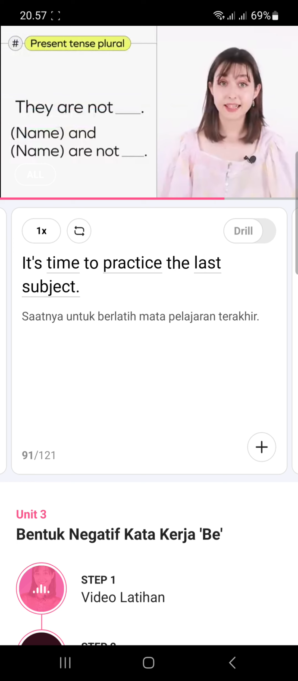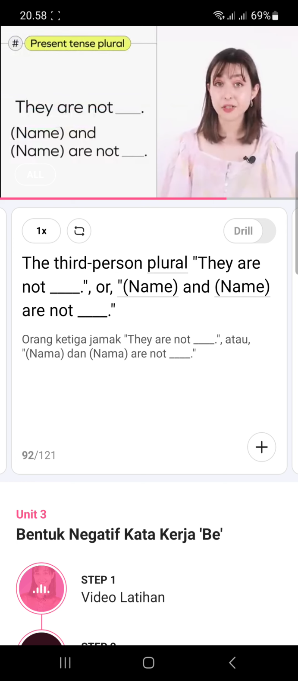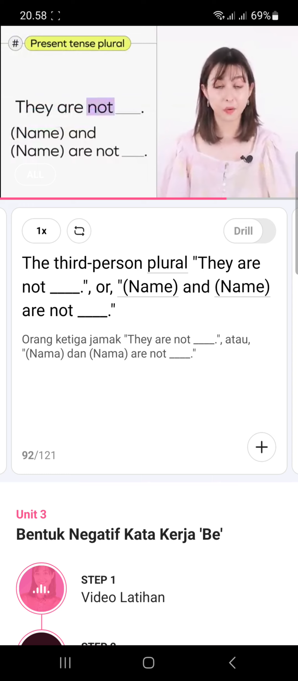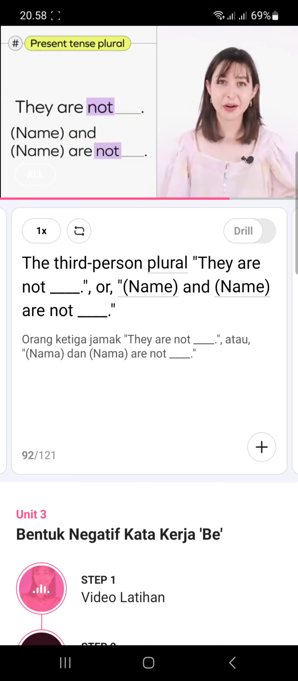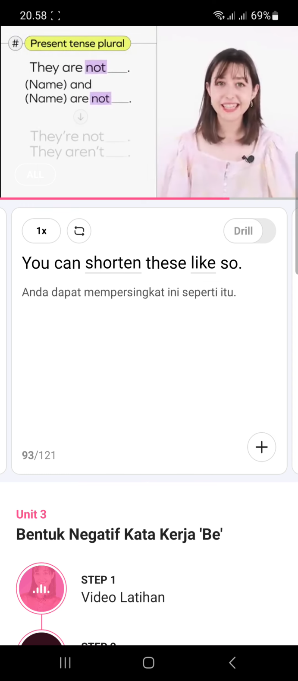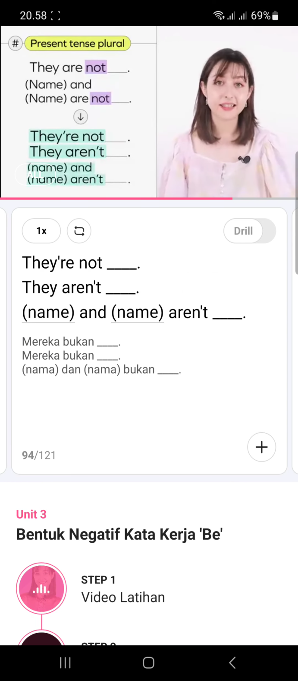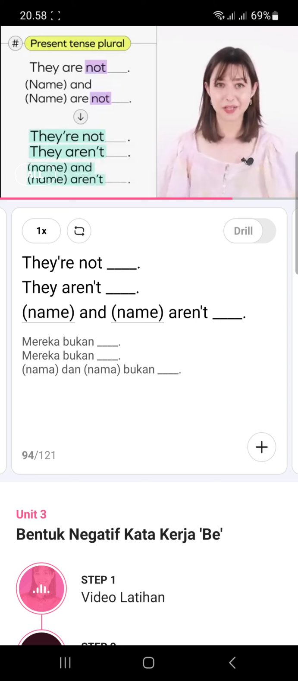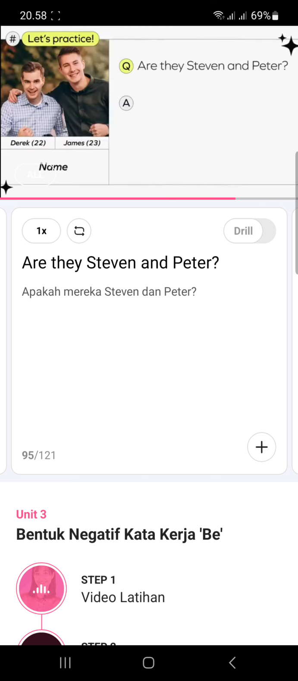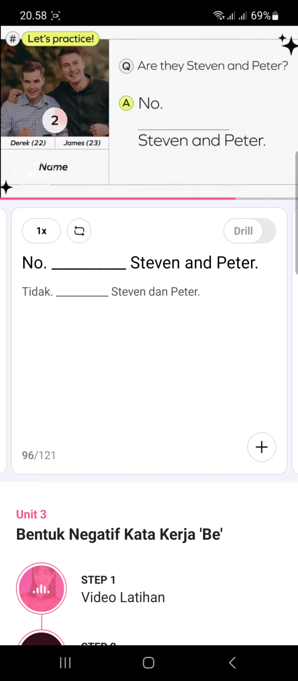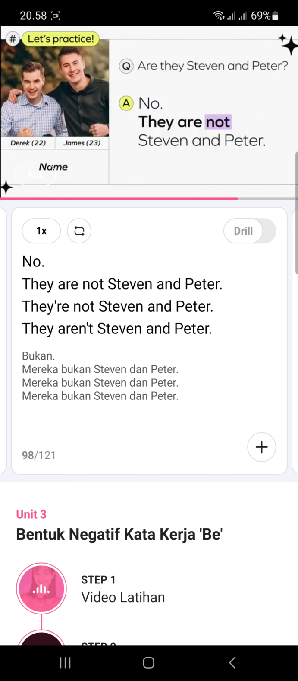It's time to practice the last subject, the third person plural, they are not, or name and name are not. You can shorten these like so. They are not, they aren't, and name and name aren't. Are they Stephen and Peter? Right. No, they are not Stephen and Peter. They're not Stephen and Peter. They aren't Stephen and Peter.